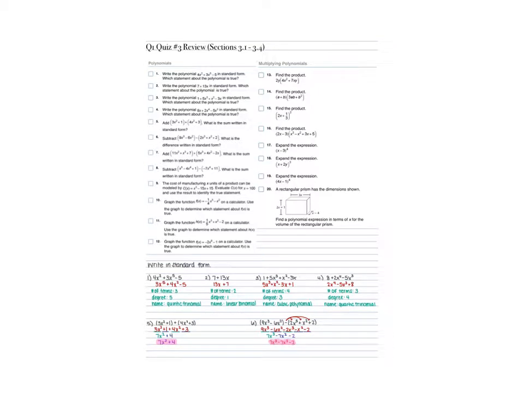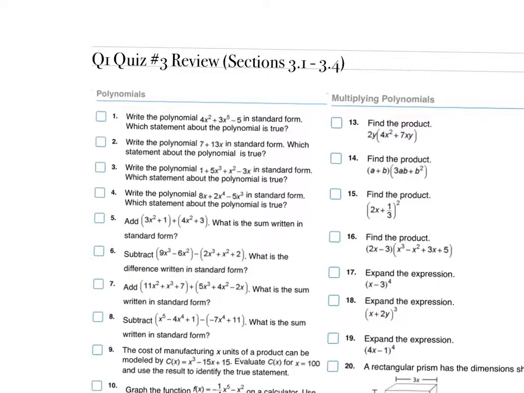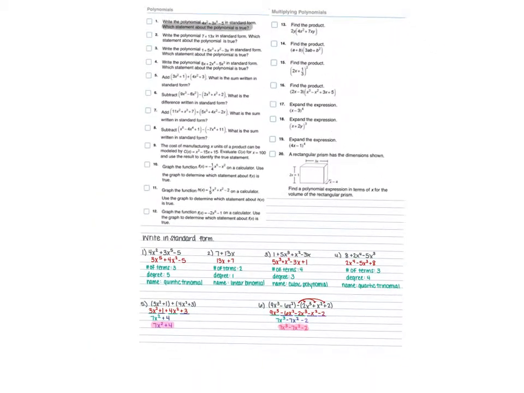Okay, so taking a look at our quiz number 3 review. Tomorrow's quiz, here is our review for it. One of the things that you were asked to do for the first 4 problems was it stated which statements are true about the polynomial. We talked about yesterday that we're talking about the number of terms, what is the degree, what are the names of those things.